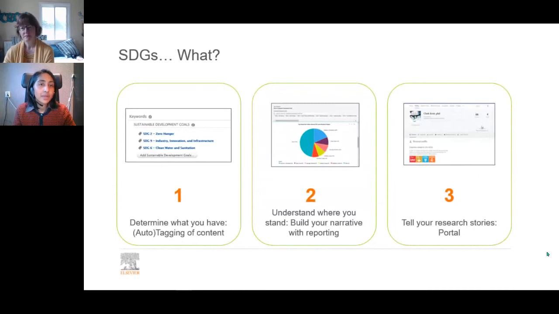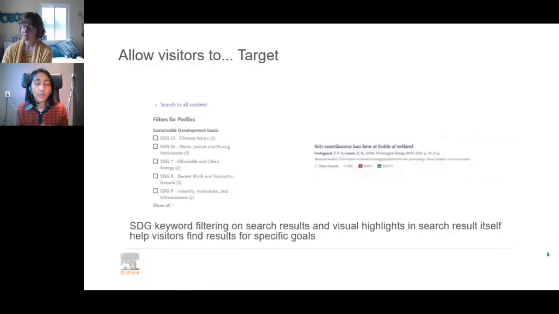The last piece is around being able to target your search. So coming into the website, knowing that you're looking for something specific, knowing that you're looking for people specifically around a topic, being able to do the search on the keyword, filter it down, and also understand from the search results what you're looking at right now, which specific SDGs have been hit.